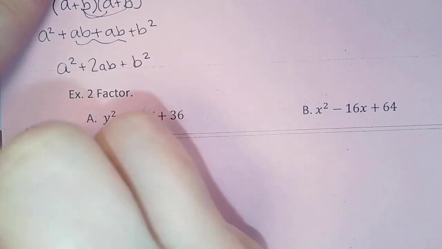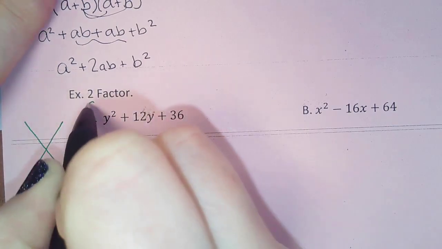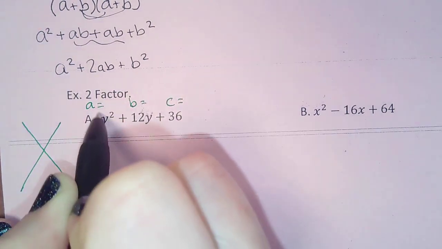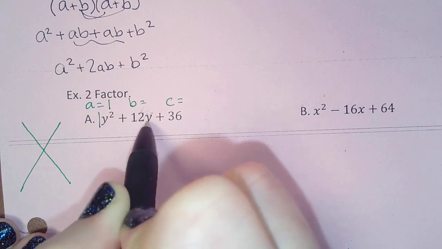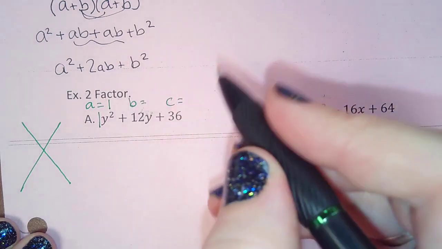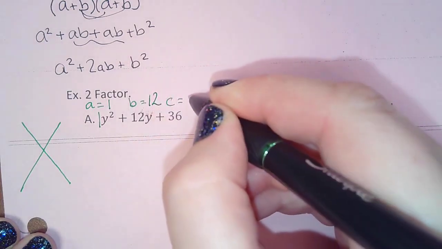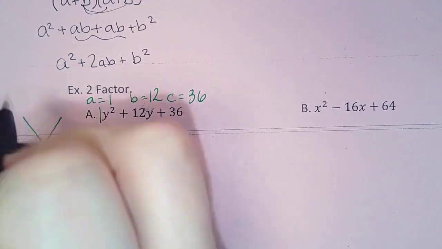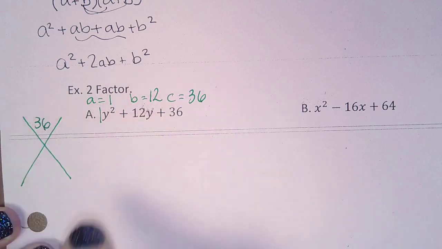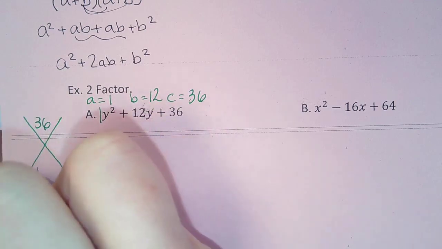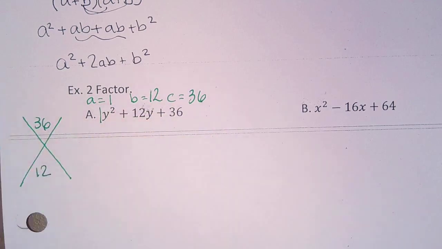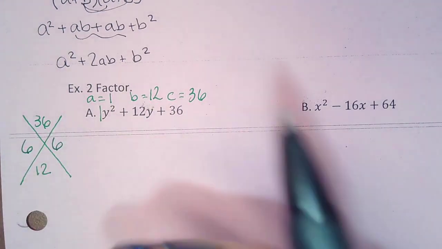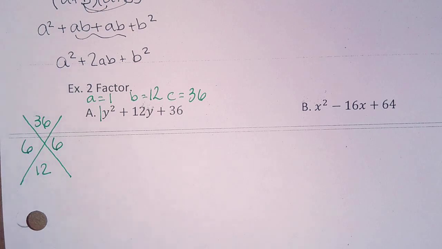So let's build the x. A equals, b equals, c equals. So a is the term in front of the squared, 1. B is the term in front of the regular variable, so 12. C is your constant, 36. At the top of your x, 1 times 36 is 36. At the bottom of your x, b, 12. Two numbers that multiply to 36, add to 12: 6 and 6. You should get the same number for these ones.